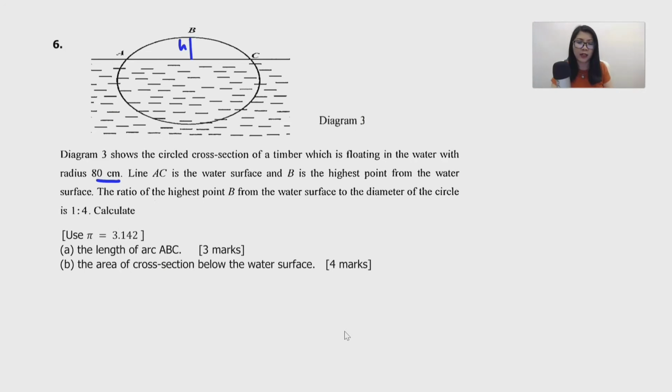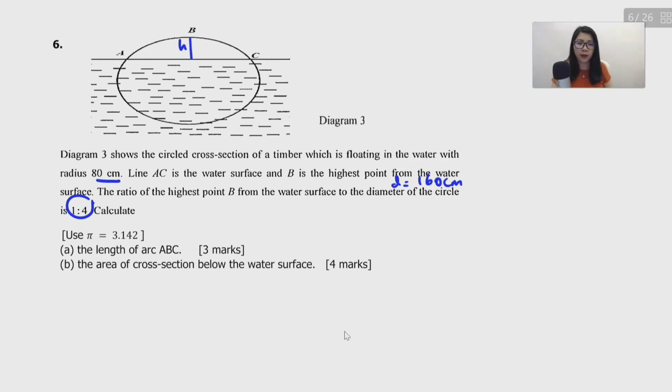The ratio of the highest point B from the water surface to the diameter of the circle is 1 to 4. The diameter of the circle is 80 times 2, so the diameter is 160 cm. So calculate the length of arc ABC, and also the area of the cross-section below the water surface. So we're going to find these two.